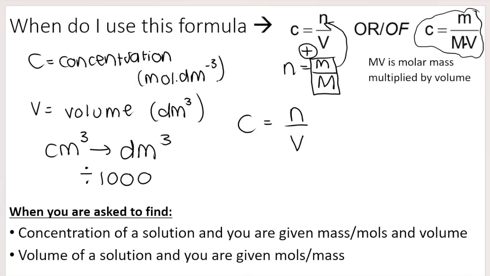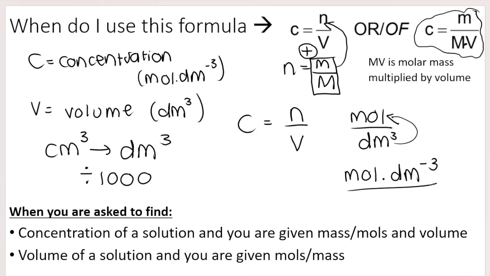Now, I just want to explain why the unit for concentration is moles per cubic decimeter. The unit for moles is mole. The unit for volume is cubic decimeter. So we're basically saying moles divided by cubic decimeters. If I take this up to the top, we know that when we bring something to the top of a fraction, the exponent becomes a negative exponent. So that's where the unit comes from. Once again, it's very nice to understand that.